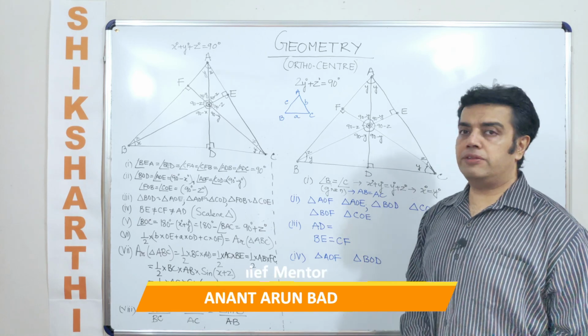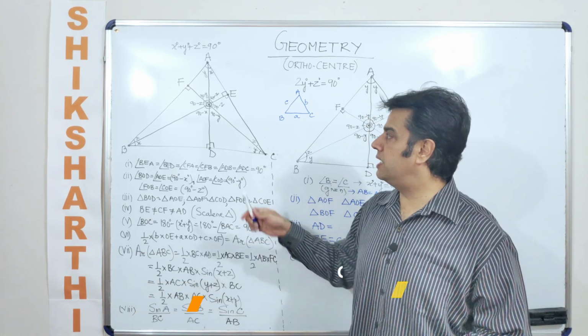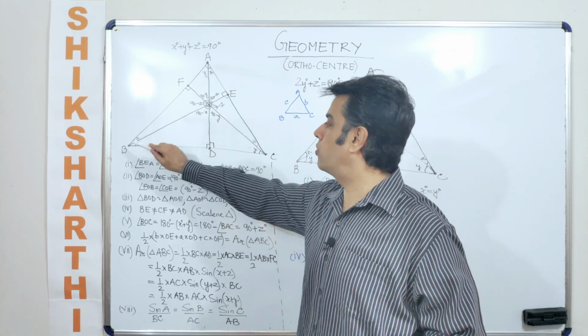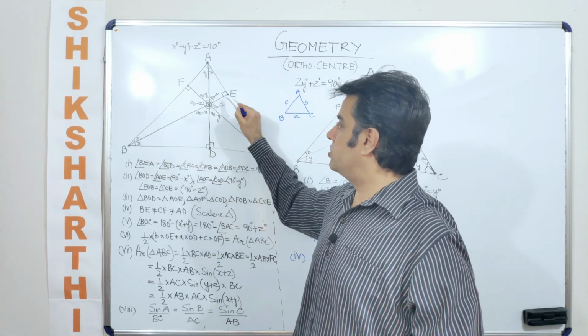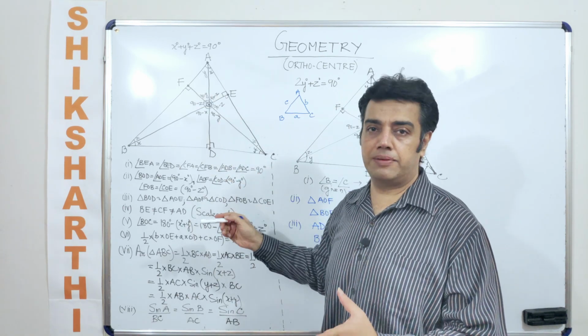Now, at the very outset, we need to understand what is an orthocenter. So orthocenter is the point of intersection of the altitudes which are drawn inside the triangle.